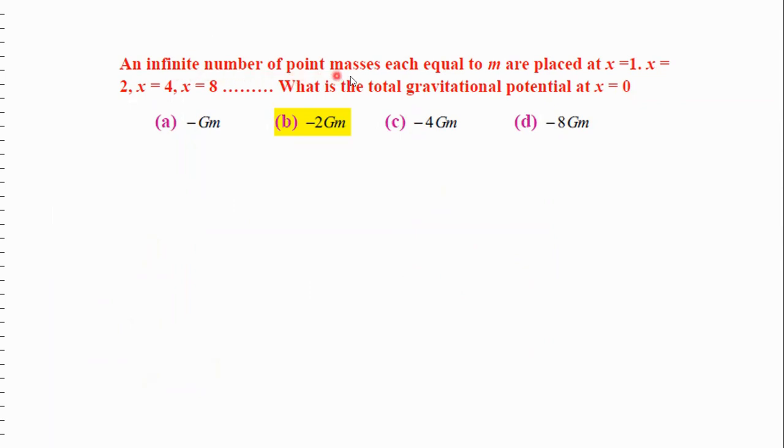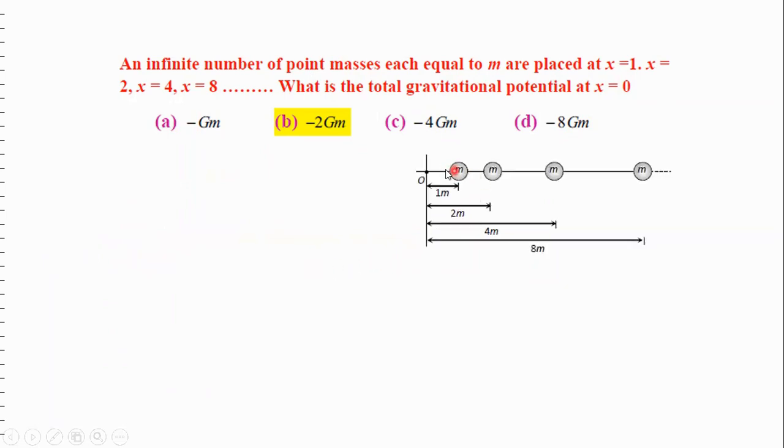An infinite number of point masses, each equal to m, are placed at x equal to 1, x equal to 2 meters, x equal to 4 meters, x equal to 8 meters. What is the total gravitational force? See, the diagram is like this. From the origin of the coordinate system, at 1 meter distance, a mass m is placed. At 2 meters distance, a mass m is placed. At 4 meters distance, a mass m is placed. And so on, at 8 meters distance, a mass is placed. So like that, we will take.